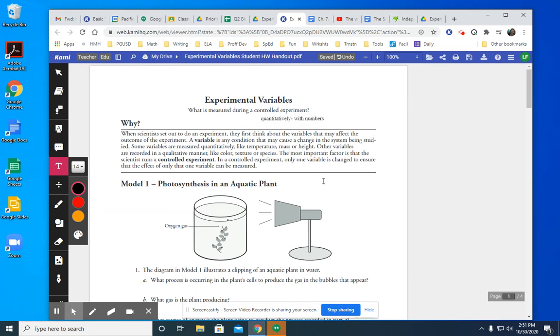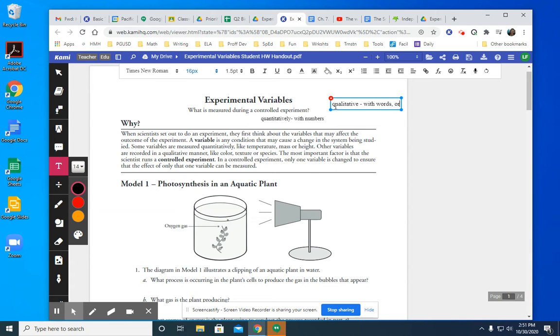Other variables are recorded in a qualitative manner. Okay, qualitative means with words or descriptions. Okay. The most important factor is that the scientist runs a controlled experiment.